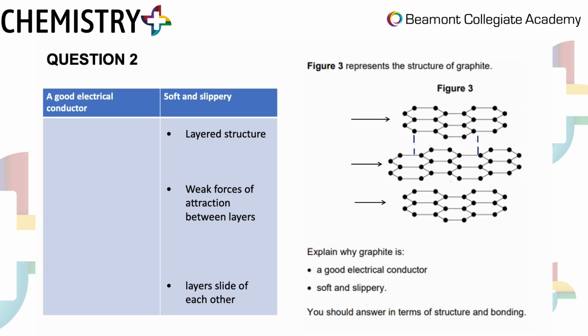Now I've done that part of the question. What would you write for the other part of the question, a good electrical conductor? Maybe pause the video, have a go if you haven't done so already, and then check against the GCSE mark scheme.